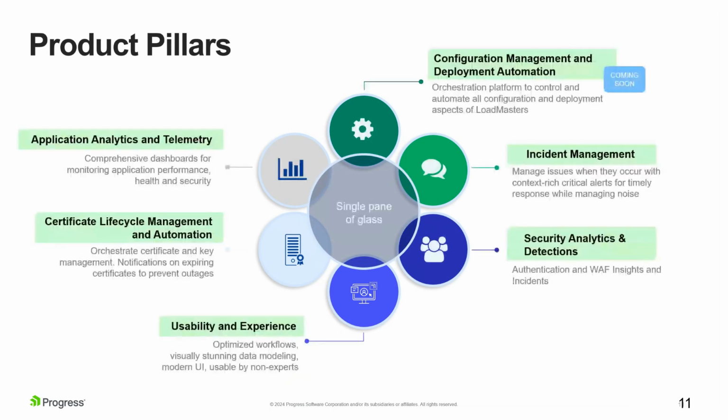To dive a bit into the product pillars of what LM 360 focuses on, I won't dive too deep into this, but it focuses on, I would say, 6 major characteristics and areas. 5 of them are already in the product, 1 we're still building. We'll start off with Application Analytics and Telemetry. That's where we have comprehensive dashboards. We monitor your applications for health, performance, security aspects. These are things that we intrinsically understand.